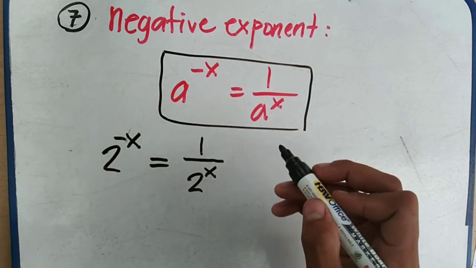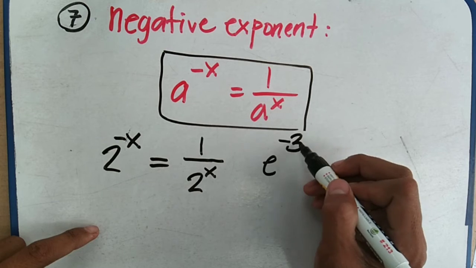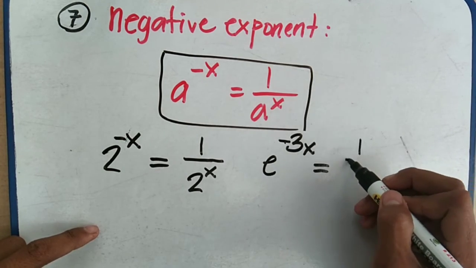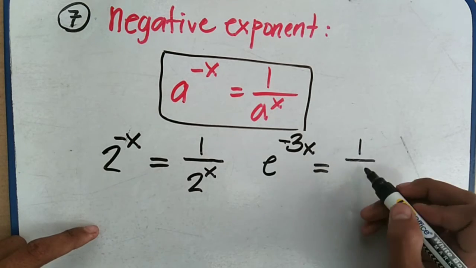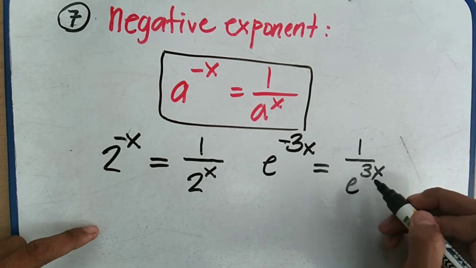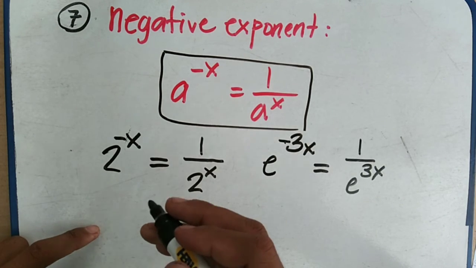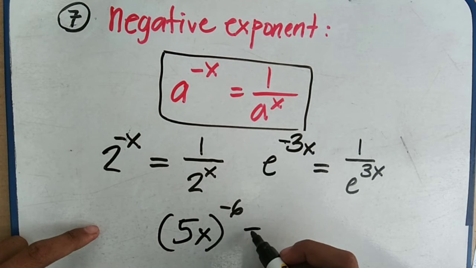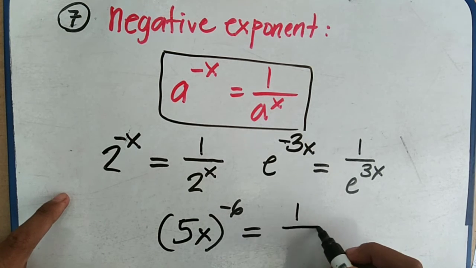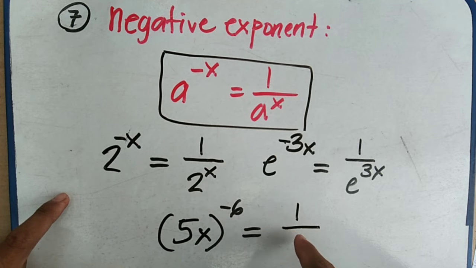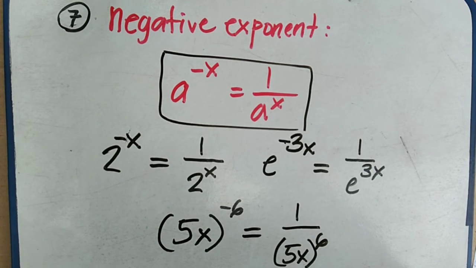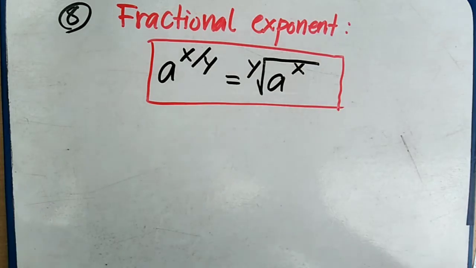Another, e to the negative 3x is equal to, okay, yung negative is ganito and copy lang natin yung, yan. Another, 5 raised to negative 6. We have 1 over 5, negative lang yan, and sulat na natin yan, raised to 6. And we are done.